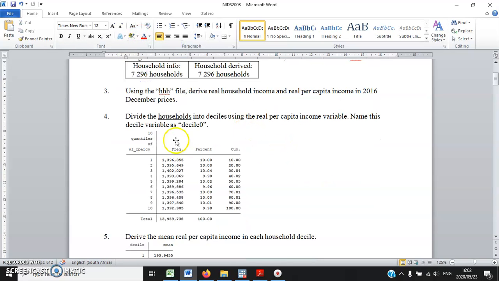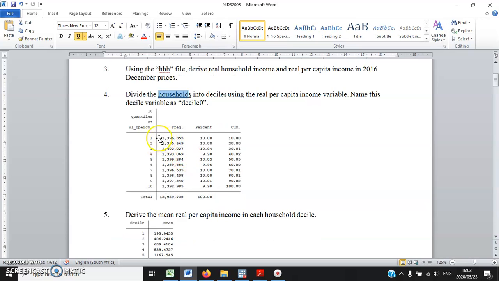The next question, we want to divide the households into deciles using real per capita income. Okay. So in other words, decile 1 stands for the poorest 10% of the population. They earn the lowest real per capita income, and then those belonging to decile 10, they are the richest 10% of the households. Sorry, households. Okay, in South Africa.